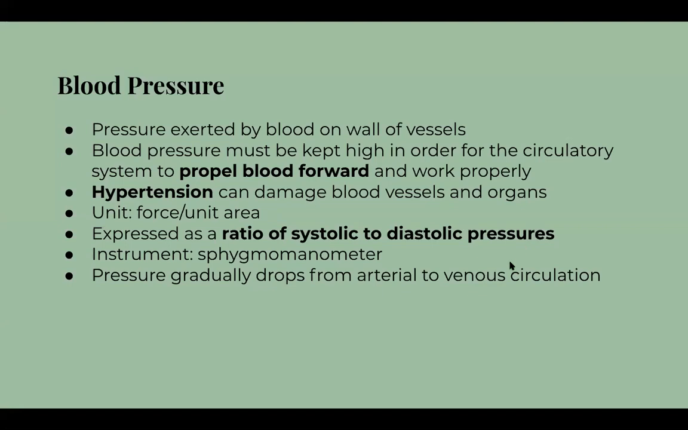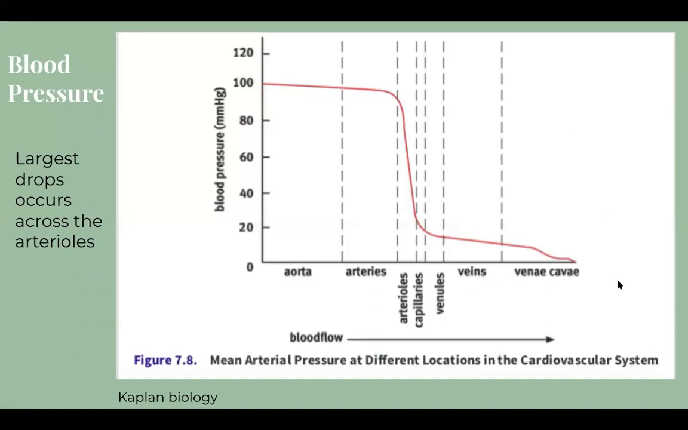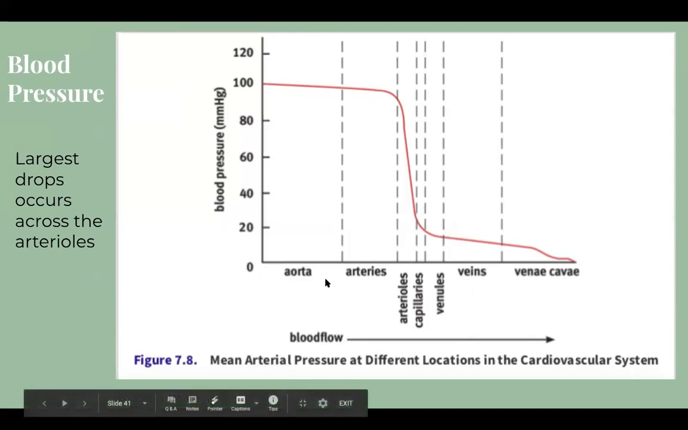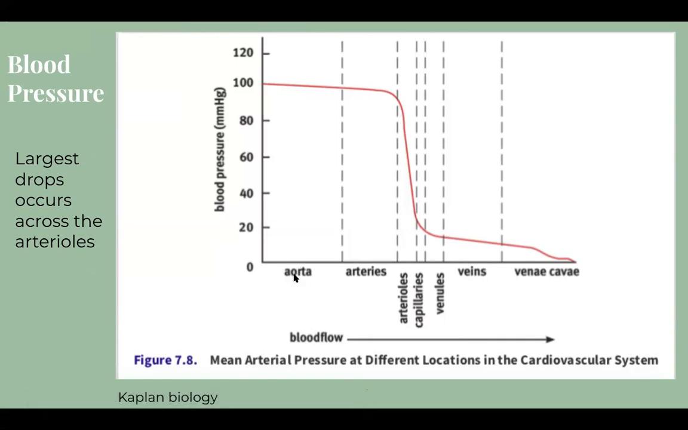The important thing to note is that pressure gradually drops from arterial to venous circulation. I have a picture on this slide. When you start off at the aorta, if you remember, this is the first major blood vessel that carries oxygenated blood from the left ventricle to the body. So here's when your blood pressure is highest. This is an example pressure, say 100 millimeters of mercury.